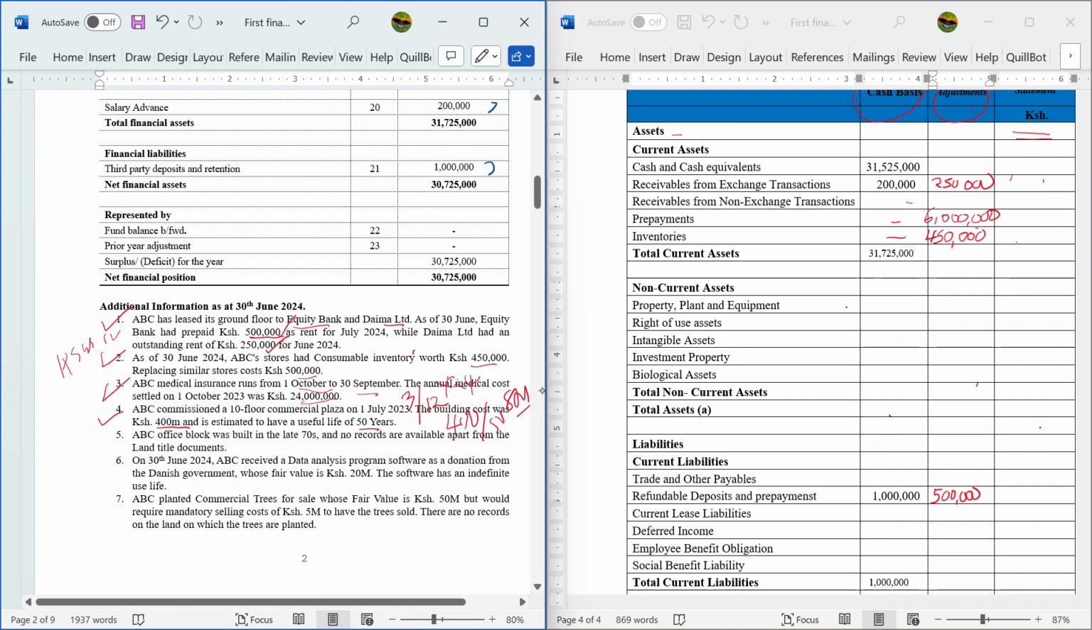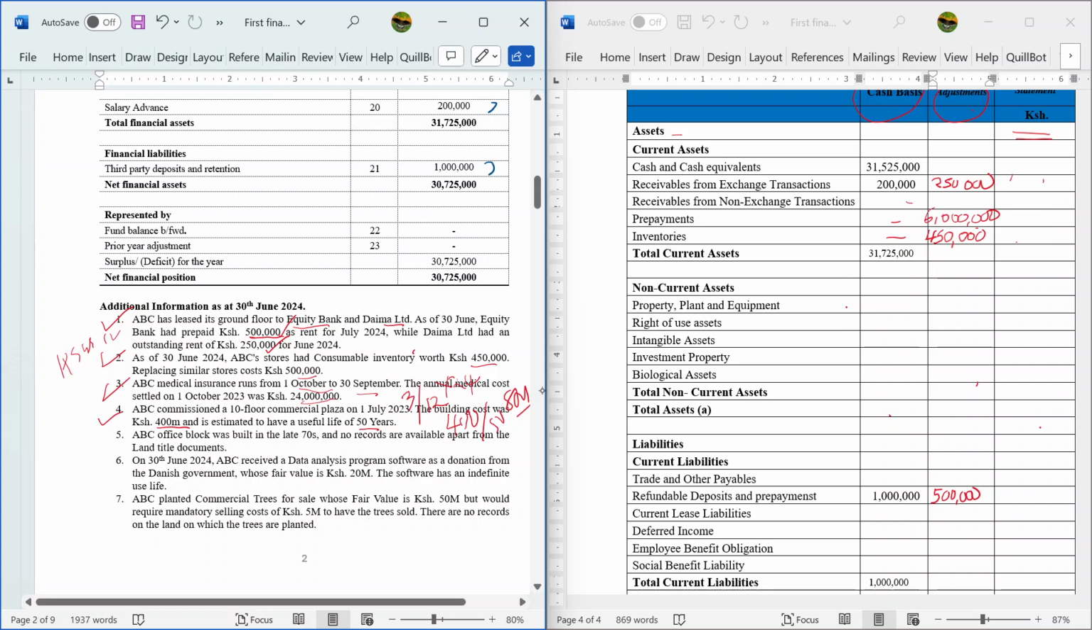When we are talking about investment property, it's covered under IPSAS 16. Investment property, we measure using two ways: fair value model or cost model. How can we differentiate investment property from property, plant and equipment?